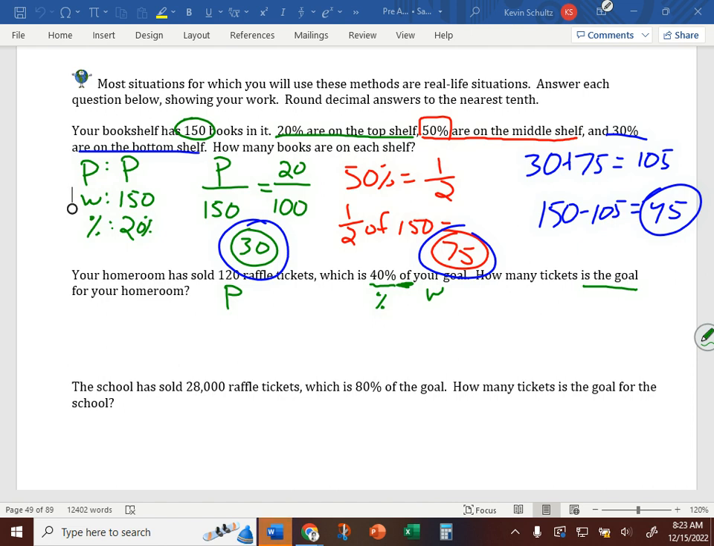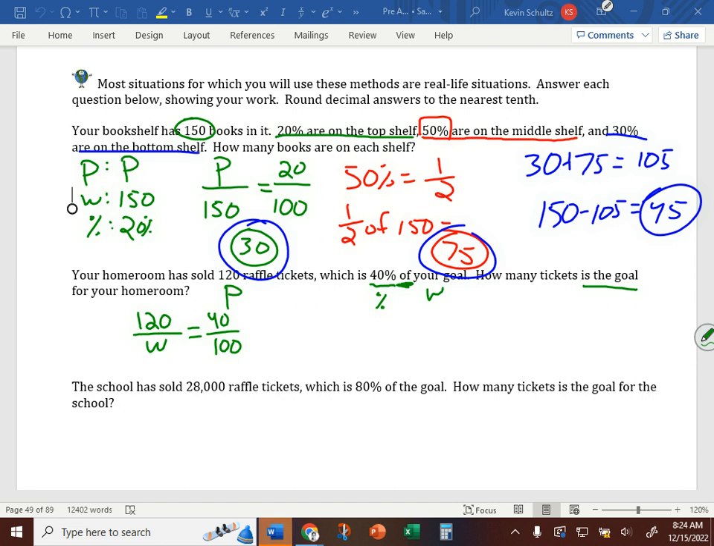If the goal for the homeroom is 48, we've sold way more than that, and we're only at 40%? What? No, we should be above 100%, right? If we sold more than what we're supposed to, that's like extra credit, okay? So like I said, if you get the wrong answer, you can oftentimes catch it just by saying, is that reasonable? No, okay? So using proportions, 120 over W equals 40 over 100.